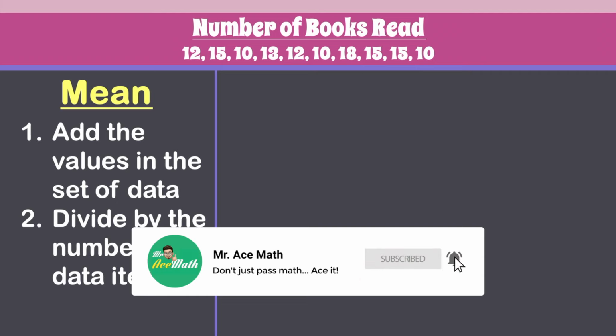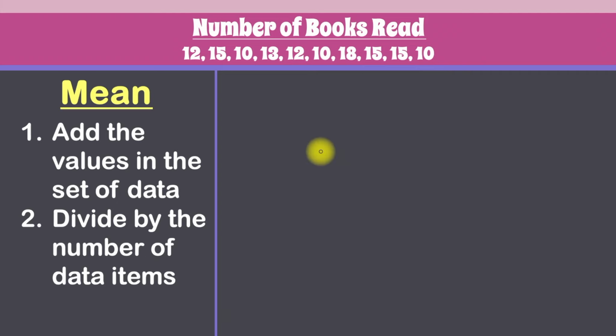In Mr. Ace Math, in this video, we're going to find the mean for this set of data, which is talking about the number of books that someone read. The best thing to do whenever dealing with data is to start by putting the data items in order from least to greatest. So I'll take a second and do that really quickly.